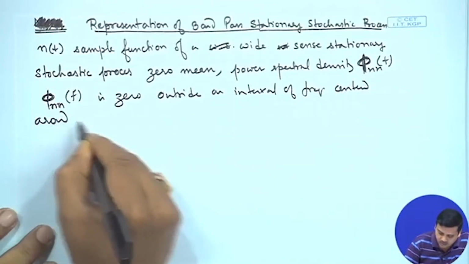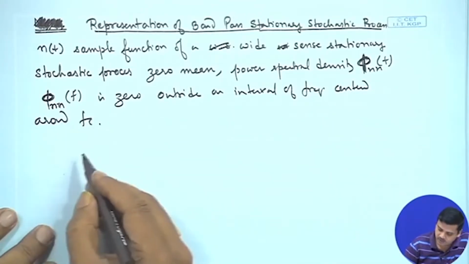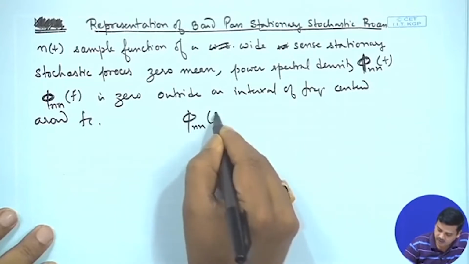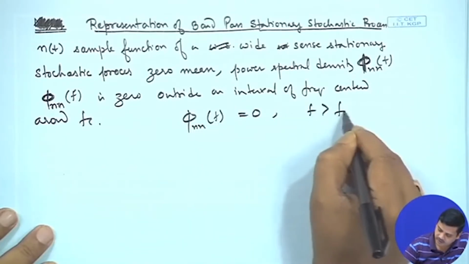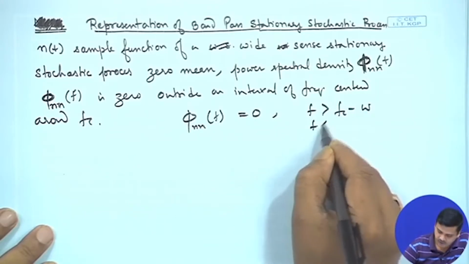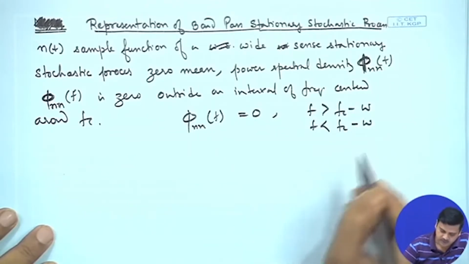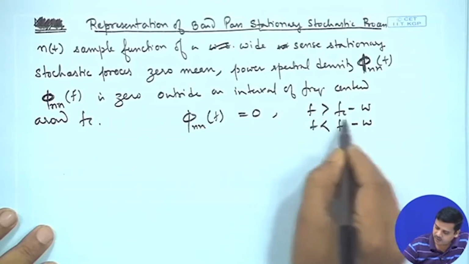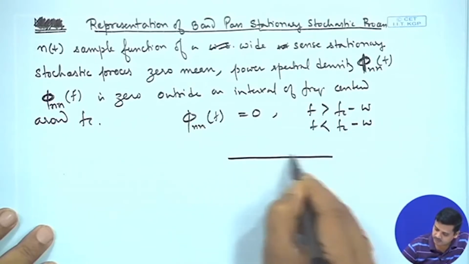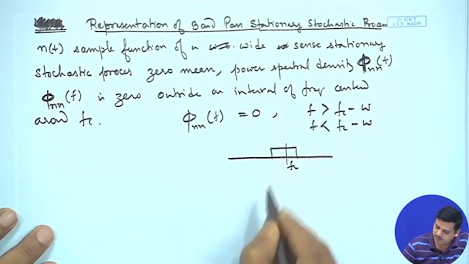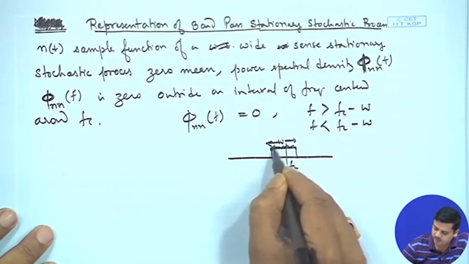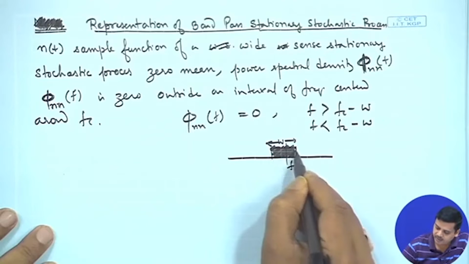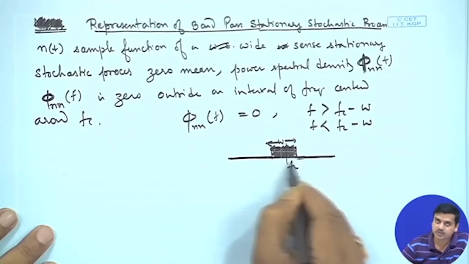centered around f_c. So, what we are saying is this phi_nn(f) is equal to 0 for f greater than f_c plus W and for f less than f_c minus W, and within this band, if there is a band W, it has some values, right. Elsewhere it is 0, it means it is centered around this f_c.